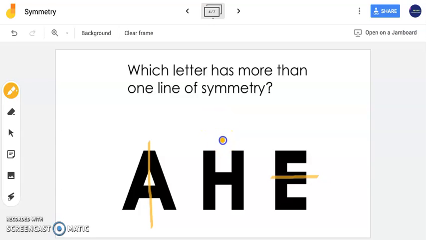Now going back to H, if I draw a vertical line right through H, there's an equal amount to the left and the right. But I can also draw a horizontal line. And I notice above and under this line is also an equal amount. Therefore, there are two lines of symmetry, and that's absolutely fine that there's more than one.